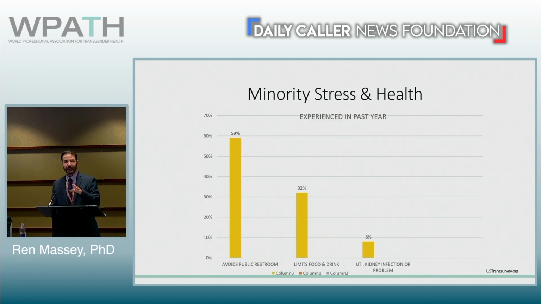So I talked about the minority stress issues and a little bit about health. Here's another way it affects folks. Remember talking about avoiding things, avoiding public places? Trans and gender diverse folks, this is from the US Trans Survey, almost 60% avoid public restrooms. How do they do that? Almost a third limit their food and drink.